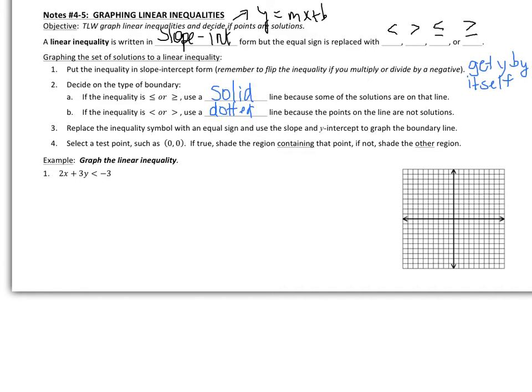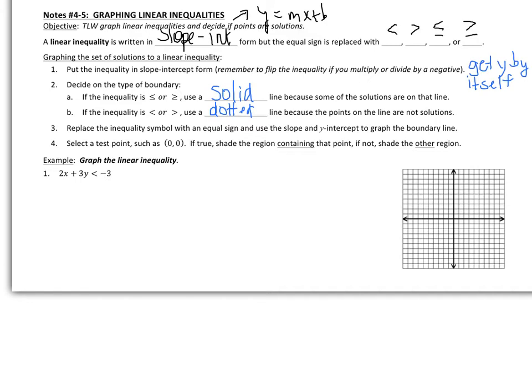Then you're going to replace the inequality symbol with an equal sign and use the slope and y-intercept to graph the boundary line. And then the last step is to shade. I'm going to show you two different ways on shading. This first way says select a test point such as 0, 0. If it is a true statement, then you will shade that region that contains the point. If it is not true, then you will shade the other region. So let's do one example just so that you can see what I'm talking about.